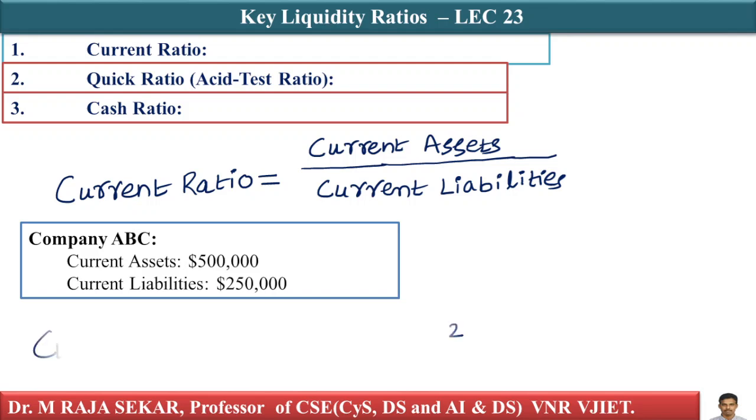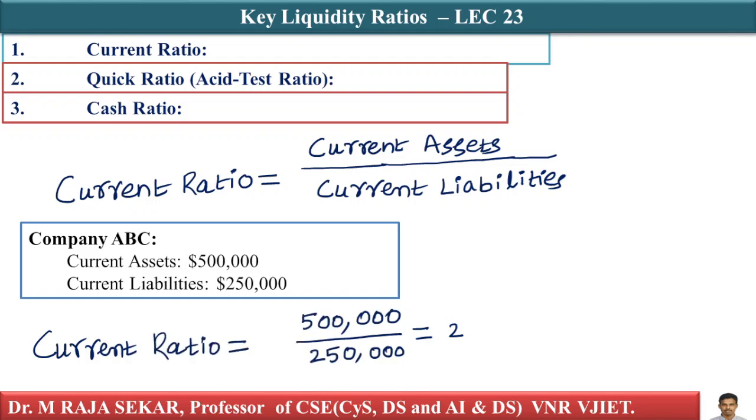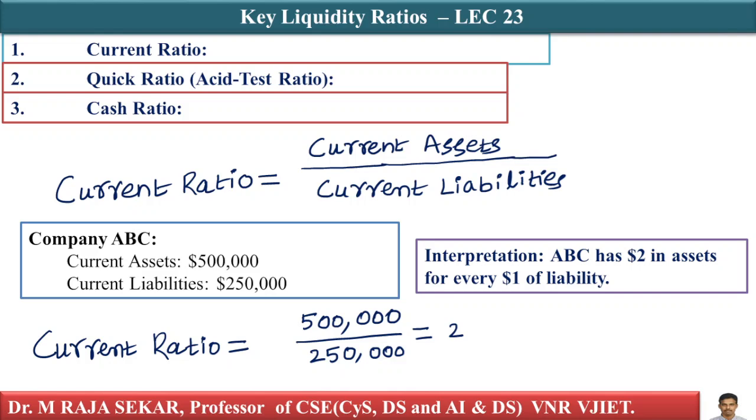These are current liabilities. Then how can I calculate current ratio? Anybody can understand: current assets by current liabilities. If I calculate, what am I getting here? 2. What does this 2 indicate? This interpretation is very important. It says this ABC company has $2 in assets for every $1 of liability. I request you to understand this particular interpretation.